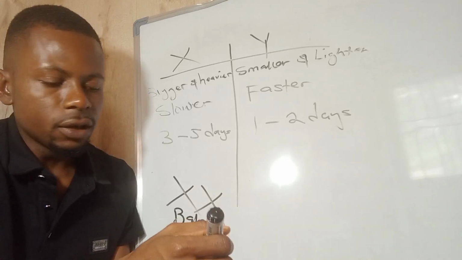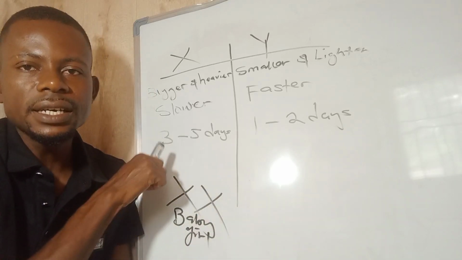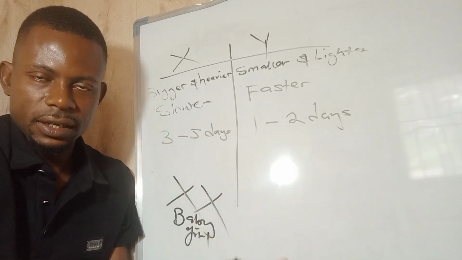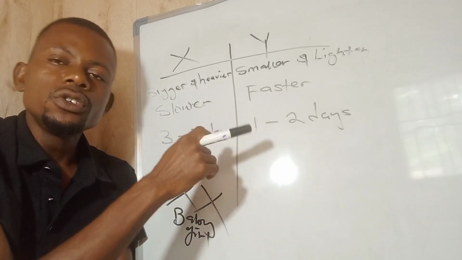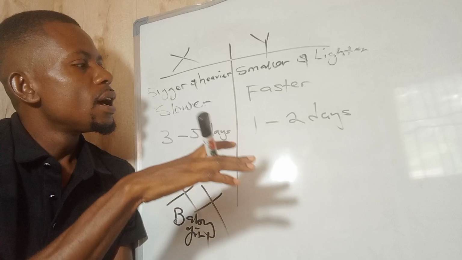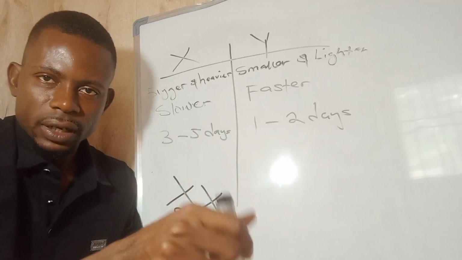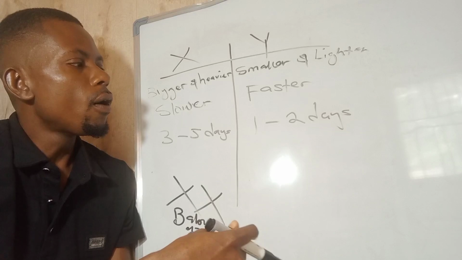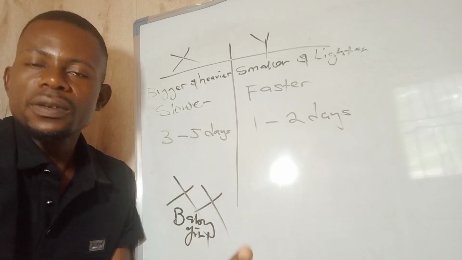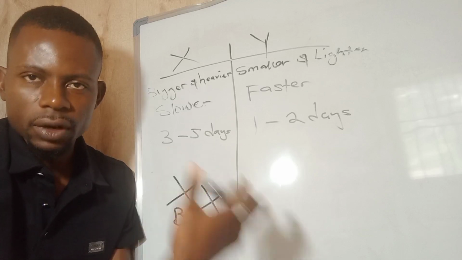So if you want a baby girl, you should have sex 3 to 5 days before your ovulation day. Then if you want a baby boy, you should have sex while you're ovulating, on your ovulation day, or a maximum of 24 hours after ovulation.